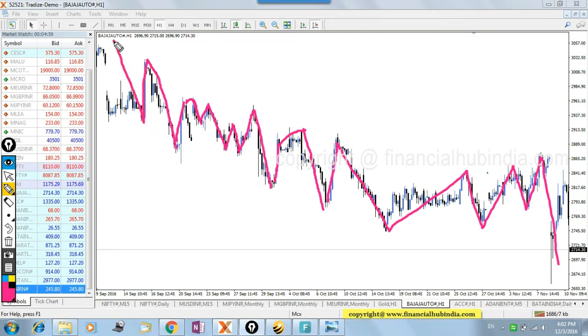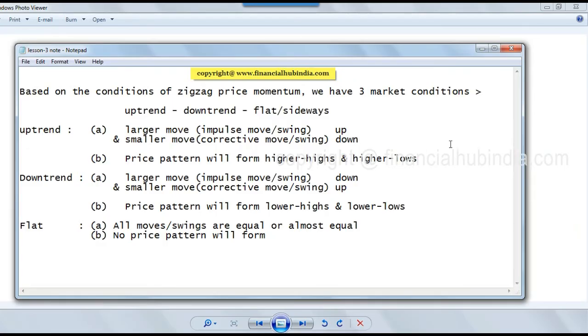Yeah. And now we need to understand these zigzagging patterns and come out with some structure on it. All these zigzagging lines will give you none other than all those three shapes which I have just now shown you: zigzagging on the upside, zigzagging on the downside, zigzagging in a flat manner. Now here is the note for these three shapes: uptrend, downtrend, and the flat market conditions.